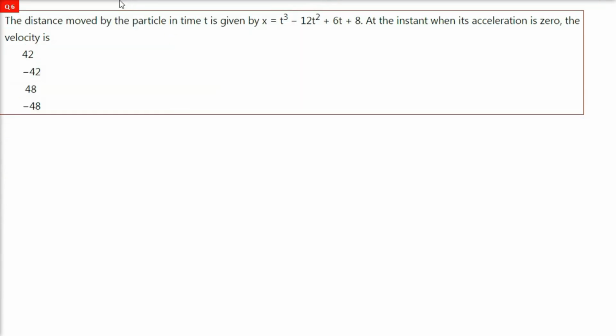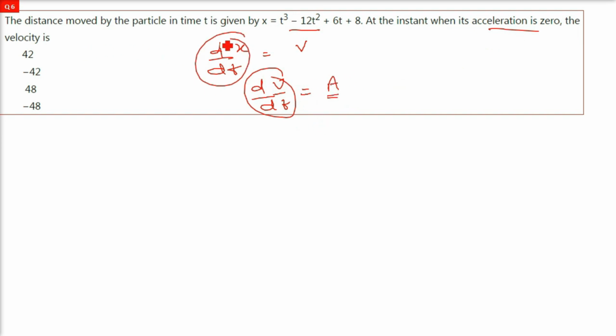That is your answer. The distance moved by the particle in time t is given by x equals t cube minus 12t square plus 6t plus 8. At the instant when its acceleration is 0, the velocity is? Now the rate of change of distance is velocity. The rate of change of velocity is acceleration. This is how they are related. So dv by dt is acceleration. At the instant when the acceleration is 0, we'll first find dx by dt, then find dv by dt, put it at 0, and then whatever comes, we'll put it back into dx by dt.